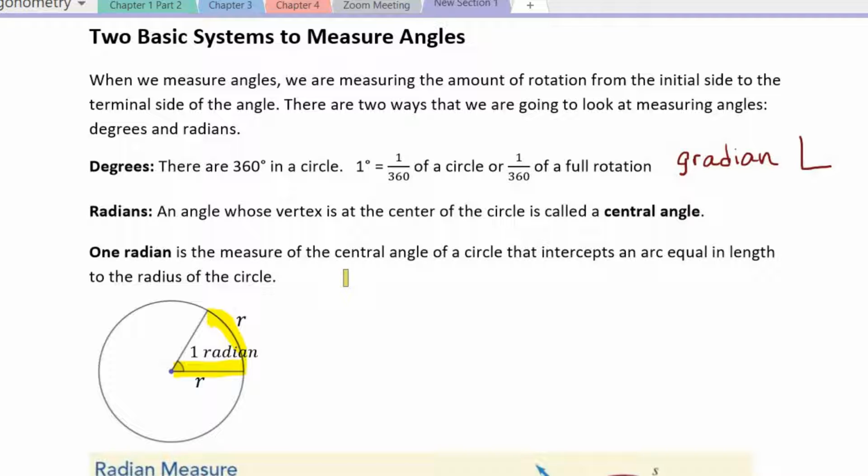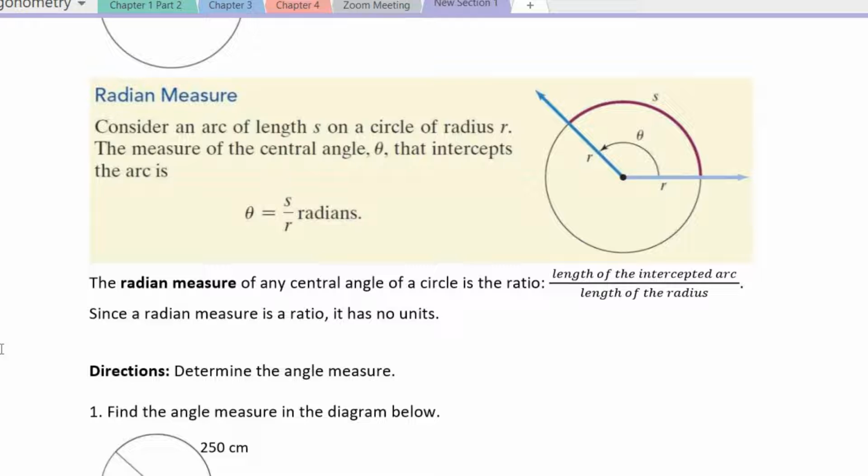What is interesting about this way of measuring angles is that this definition of the angle measure is coming from the angle and the circle itself. It's not any abstract numbers that are imposed on this system. It's a ratio that's inherently within the geometry that we start with. The radian measure of any central angle of a circle is the ratio of the length of the intercepted arc to the length of the radius.